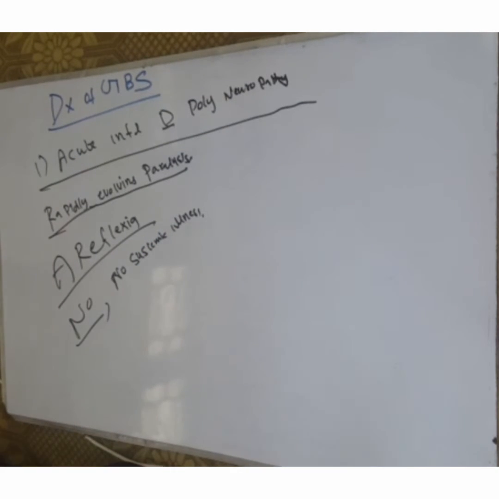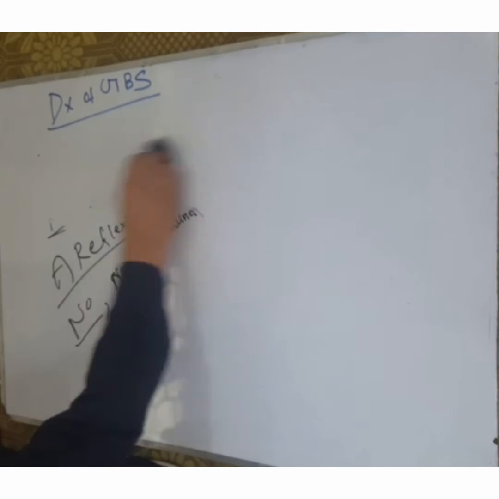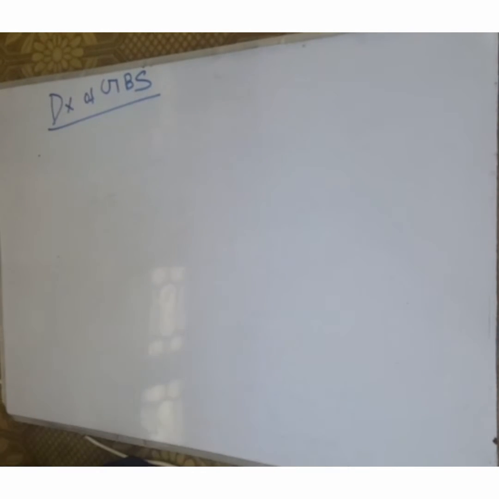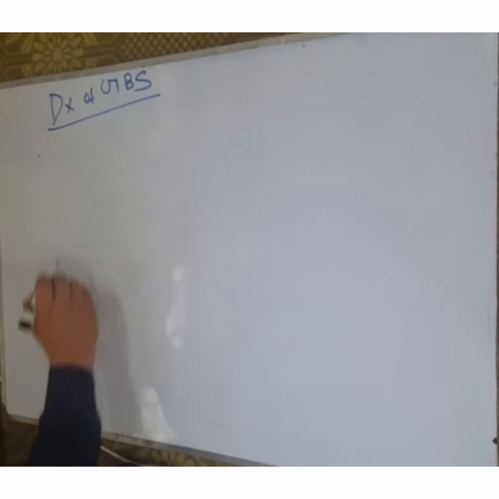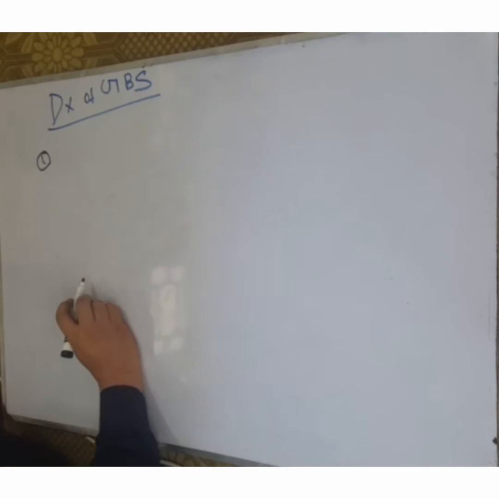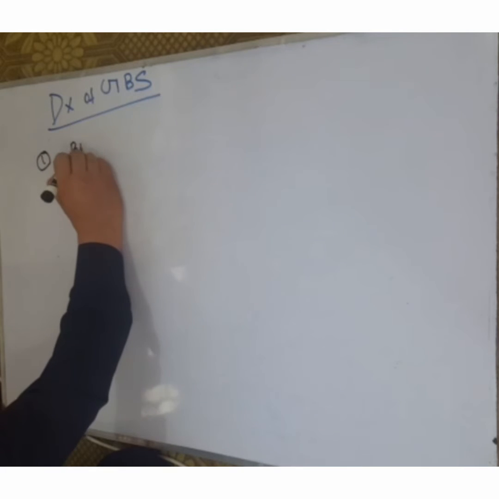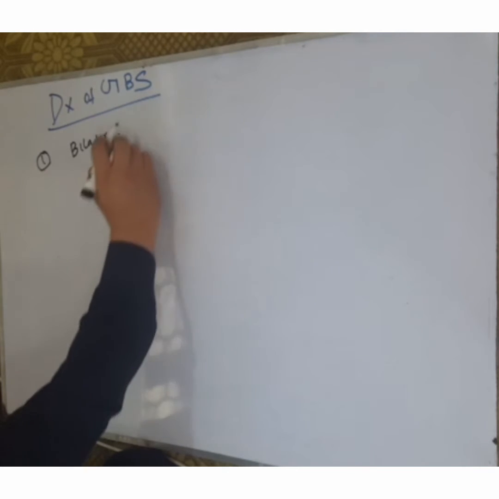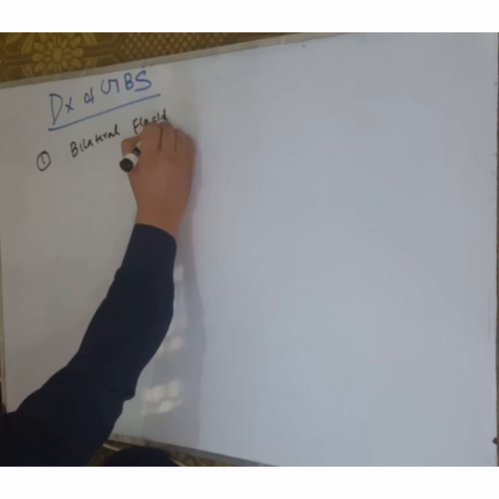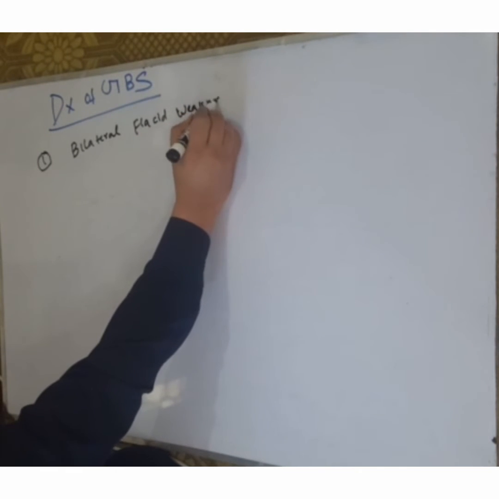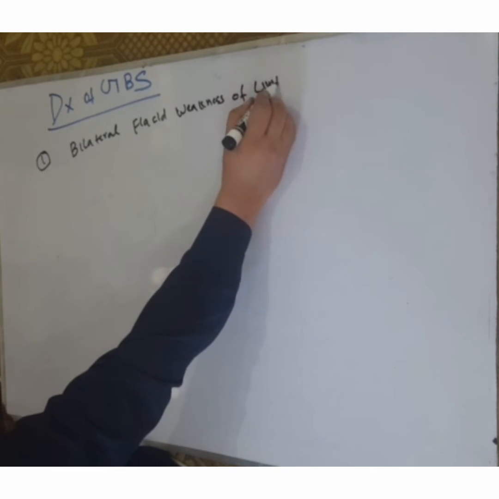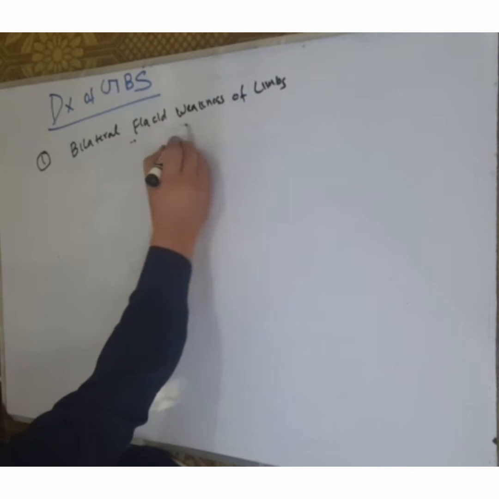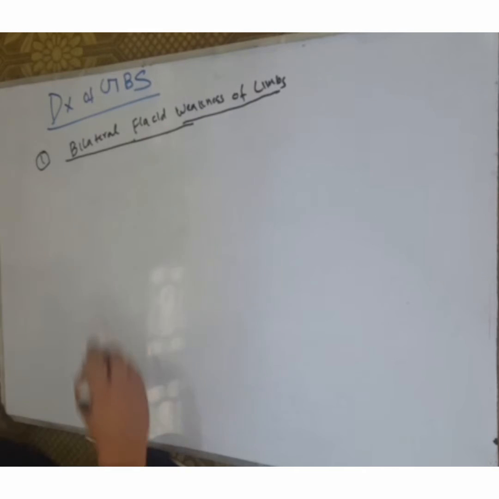Now we describe the steps in the diagnosis of Guillain-Barré syndrome, GBS. The first step is bilateral flaccid weakness of the limbs. There is weakness of the limbs, but it is bilateral and flaccid in the diagnosis of Guillain-Barré syndrome.